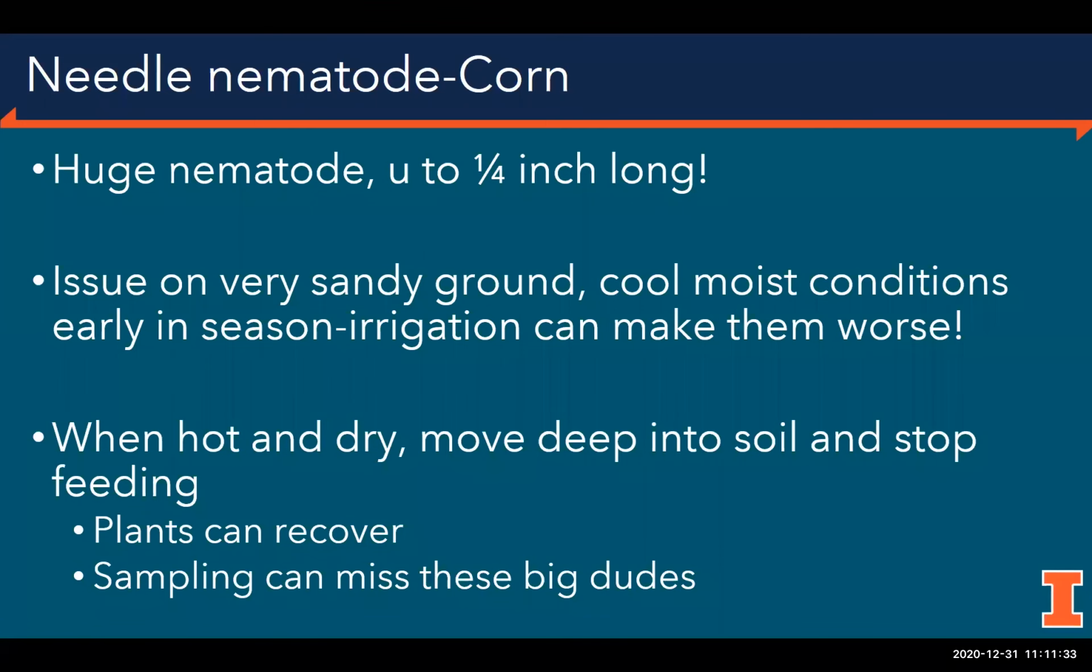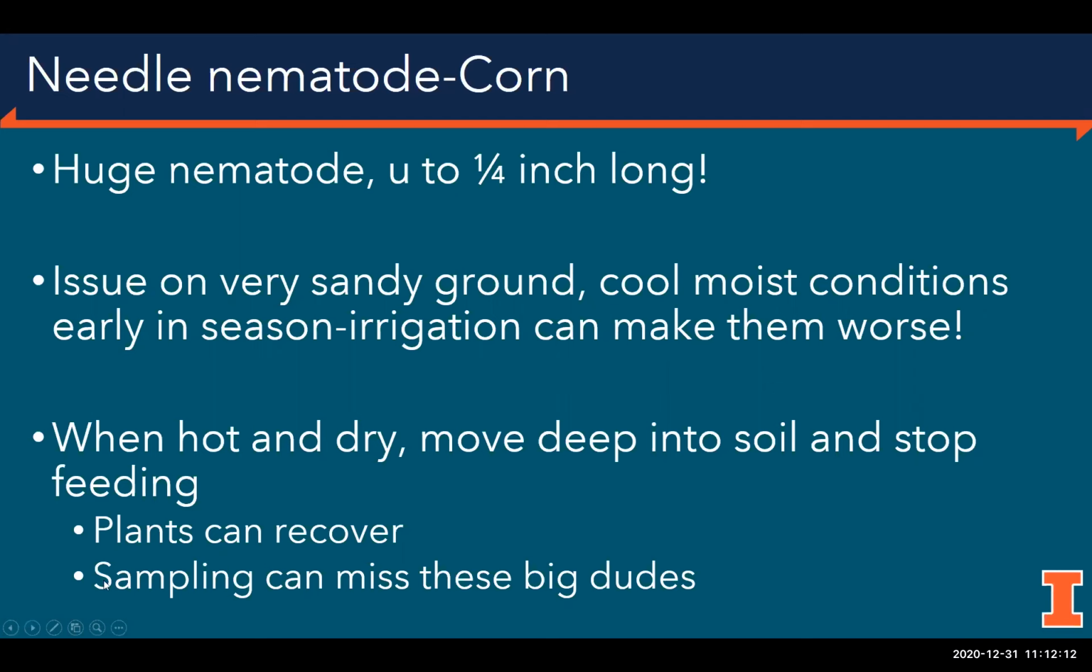And the thing is, when you irrigate, it actually can make these issues worse because needle nematodes like that condition when it's cool and moist. And when it gets hot and dry, they can move several feet into the profile. And those dry conditions can allow the plants to recover and set out new roots. These needle nematodes cause a large amount of physical damage to the roots because they are so big. And so really a single nematode is a threshold for needle nematode, I'd say.